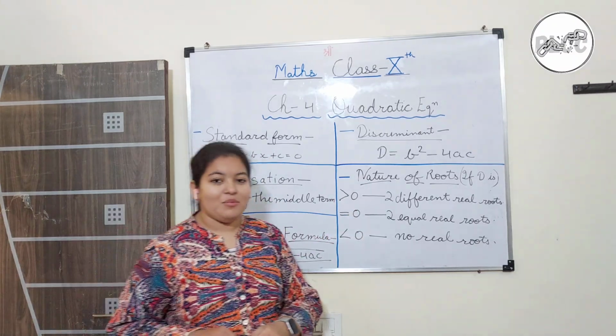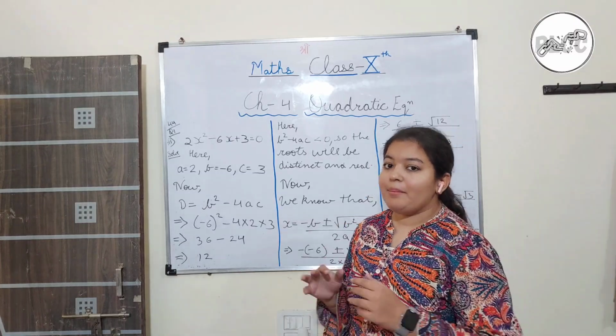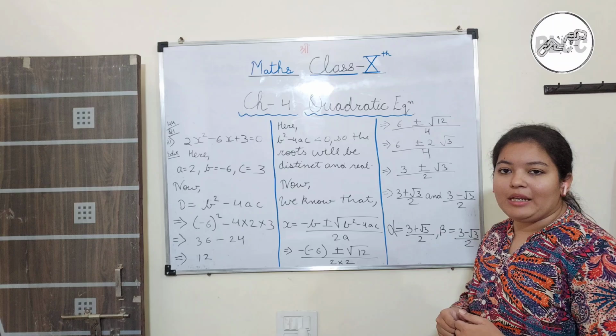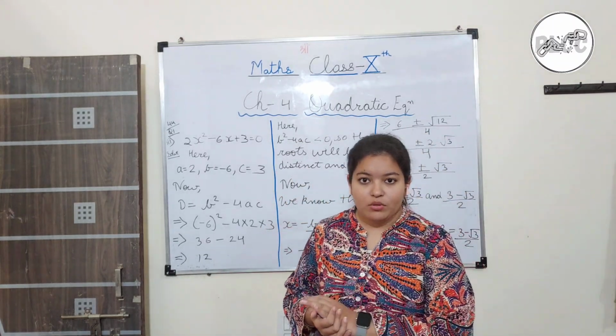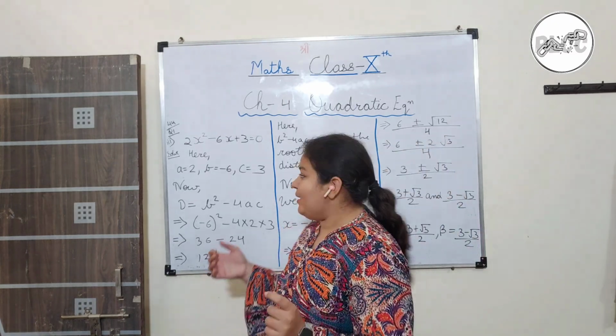Let's move forward. I'm explaining the third part of question number 1 of exercise 4.4 because the question covers both the formulas, so it will be good for your explanation. Okay. So first of all, the question says to find the nature of the roots. Okay. So how will we find the nature of the roots? With the help of discriminant. So first we'll write the value.